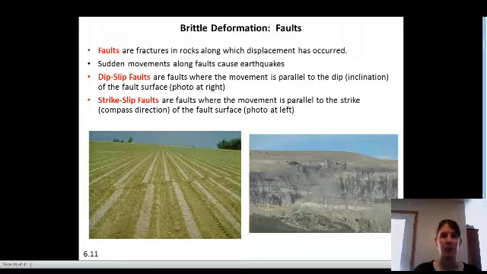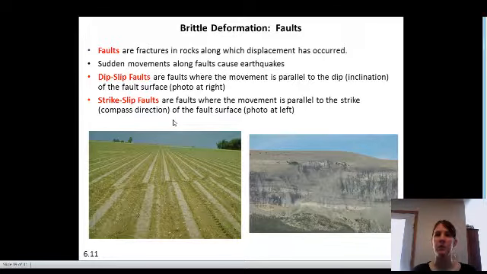Dip-slip faults are faults where the movement is parallel to the dip or inclination of the fault surface. So if you look at the photo on the right, you can see this crack right here. That's your fault surface. This is where your rock moves either up or down along this crack.